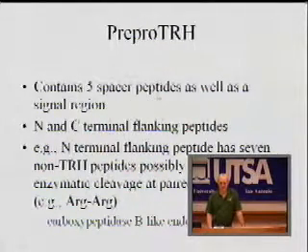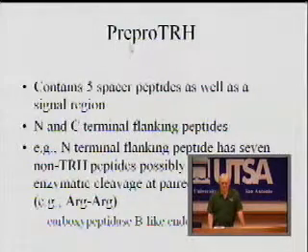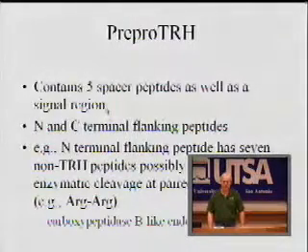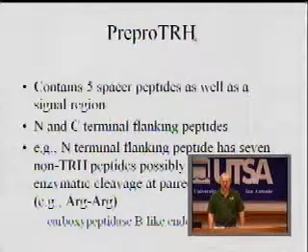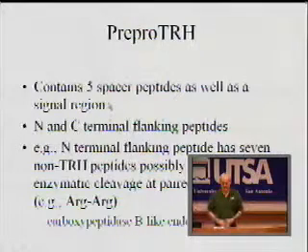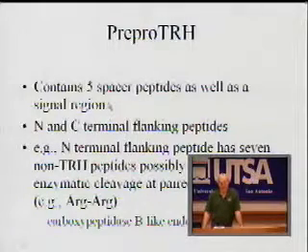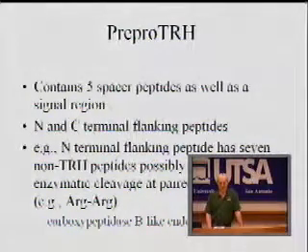So there are 5 spacer peptides as well as a signal region. Remember, from pre-pro to pro-hormone, the signal region or the signal sequence of the initial transient or nascent peptide within the ER is enzymatically cleaved, and then it is the pro-hormone. So there are 5 spacer peptides as well as the signal region that are generated from the ultimate cleavage of the pre-pro TRH hormone.